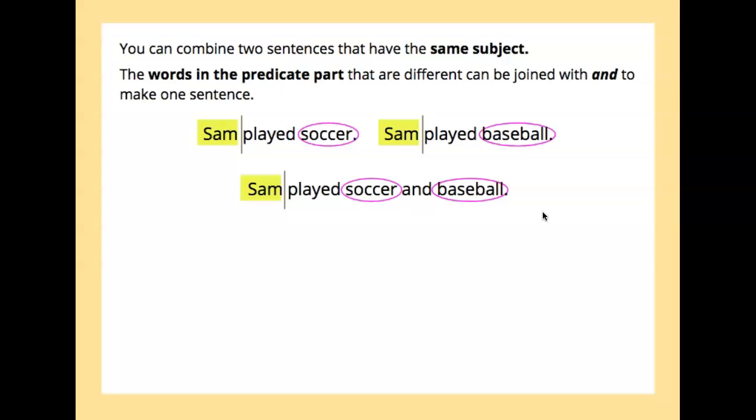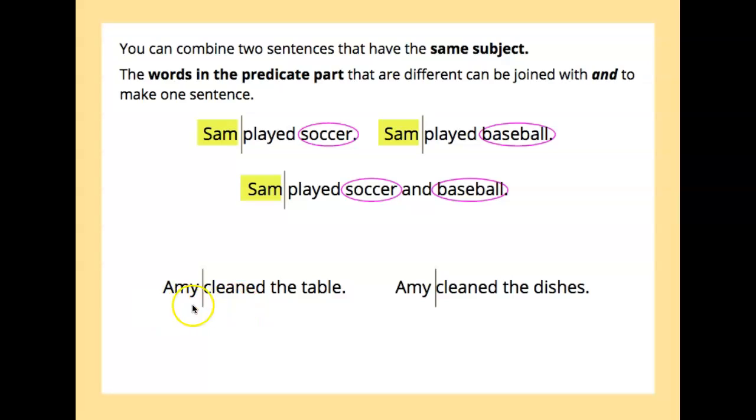Let's try another one. Amy cleaned the table. Amy cleaned the dishes. Where can we draw lines to split the subject part and the predicate part? Very good. What is the same in these two sentences? The subject part is the same. Amy is the subject in both sentences, and the verb cleaned in the predicate part is also the same. Then what words are different in these sentences? The different words are table and dishes.